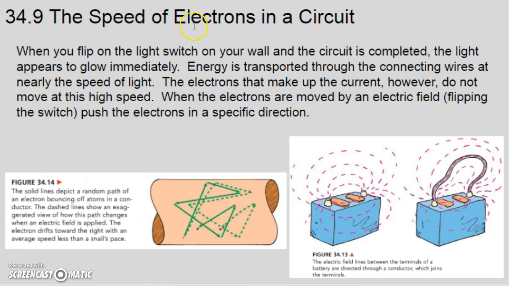So 34.9, the speed of electrons in a circuit. When you flip the light switch on your wall, the circuit is completed and the light appears to glow immediately. Energy is transported through the connecting wires at nearly the speed of light. The electrons that make up the current, however, do not move at this high speed. When the electrons are moved in an electric field, flipping the switch pushes the electrons in a specific direction. Right? We're moving this in a particular field.